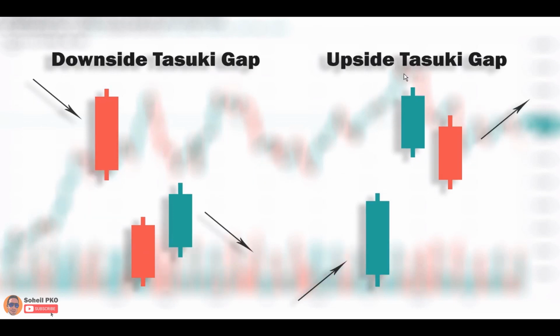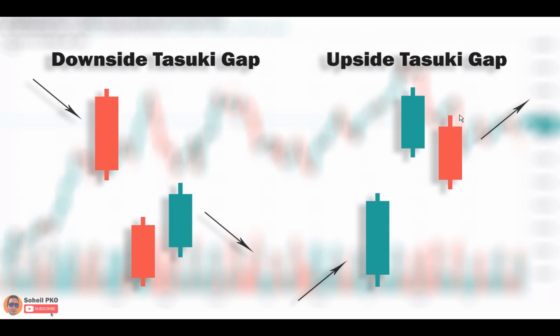Upside Tasuki gap. This is a bullish continuation pattern. It forms in an uptrend and it shows that the trend is going to continue. This pattern is made of 3 candlesticks. The first one is a green candle, medium to long, just a normal candle in an uptrend. And after that, we have a short to medium green candle that is opened with a gap, and its low must be higher than the previous candle high.